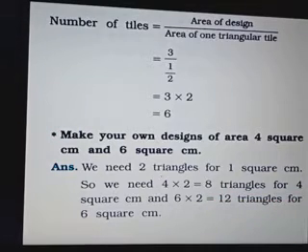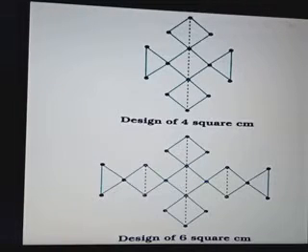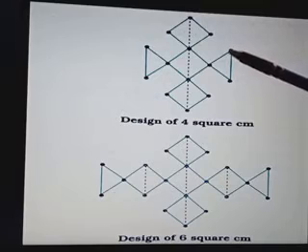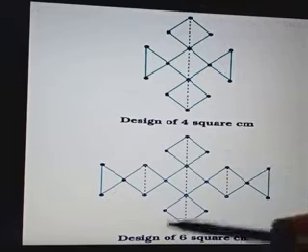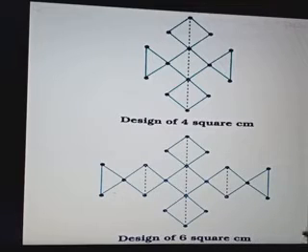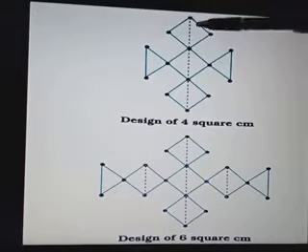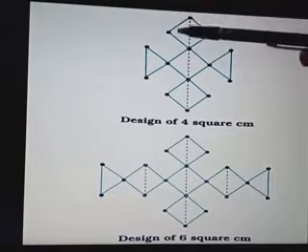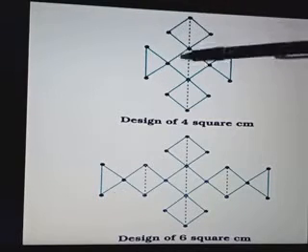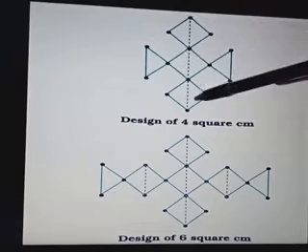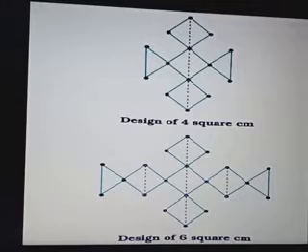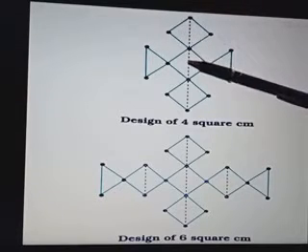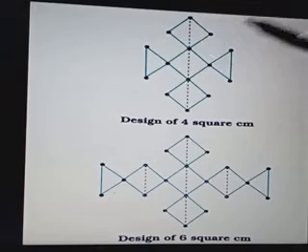Clear? Now here we are making our design. First of all, design of 4 square centimeter and design of 6 square centimeter. Now 4 square centimeter design, here we can say two tiles will be needed. Here also two tiles, here also two tiles, and this two tiles. Clear? So how many tiles total needed? 2 plus 2 is 4, plus 2 is 6, and 2 is 8.